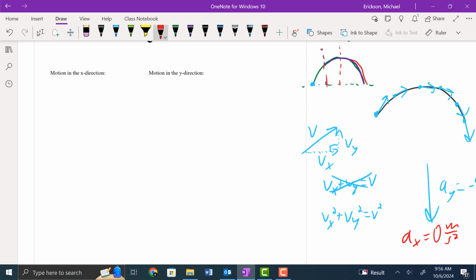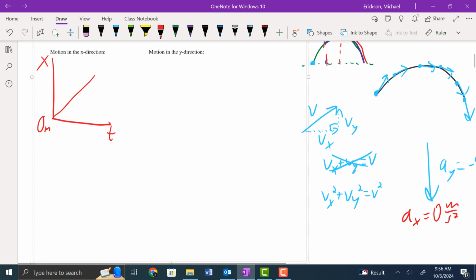So this object, essentially it's always going to the right. And if I want to draw an object that's going to the right, we'll say we start at 0 meters. And we're traveling to the right. And so it's a straight line. It's a linear relationship.